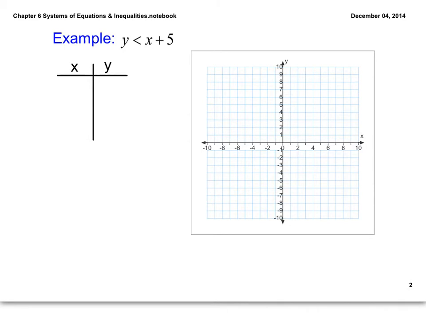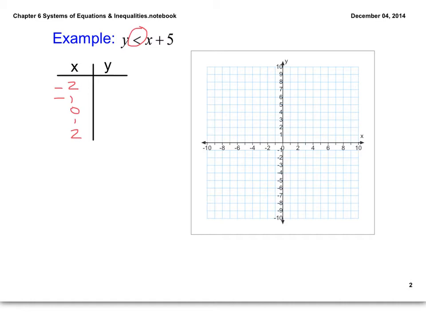Now, notice here that we have a less than symbol. Okay, we don't have an equal sign. The boundary line is basically the line that's going to separate this graph into two different parts. It kind of makes a barrier between the two different parts of the graph. So when we make our table of values, it's almost like we're going to pretend that that's an equal sign and use the same values. Okay, the difference comes in when we decide if it's a solid line or a dashed line.